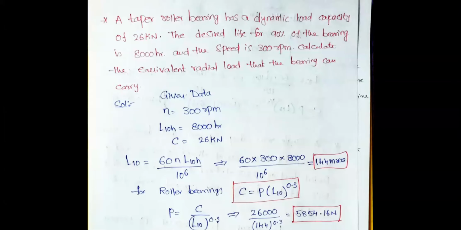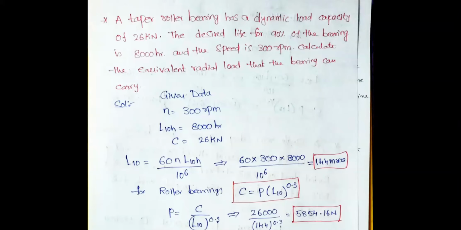One is the direct relation, L10 equal to (C by P) whole power p. The second relation is for L10, because it is required. Without knowing the L10 value, we are unable to calculate, right? For this problem we are not using any data book because it is not required. If the relations are known, you can easily solve this question.